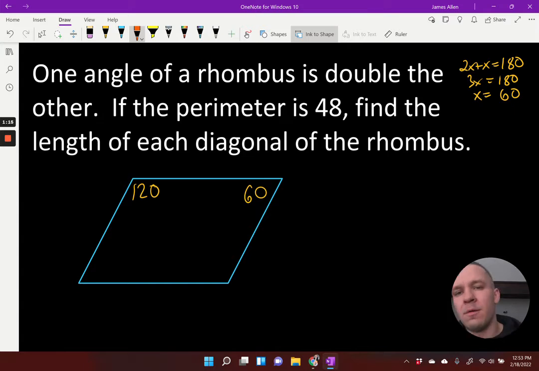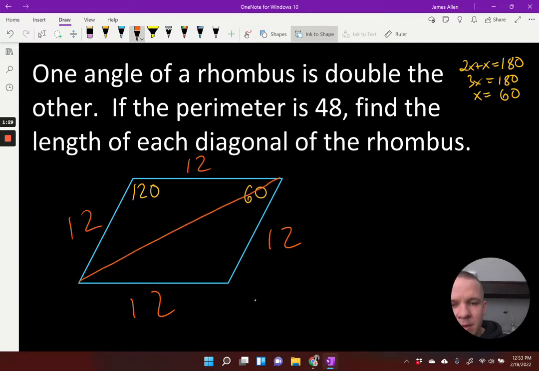All right. So find the length of each diagonal of the rhombus. The perimeter is 48. Well, if the perimeter is 48, that makes each side 12, 12, 12, and 12. My diagonals would be this, and I'd have, we can stay orange, and that. And if we remember, our diagonals are perpendicular.